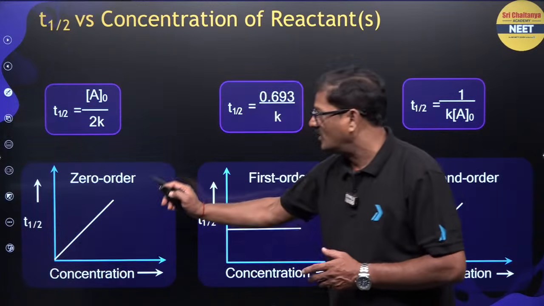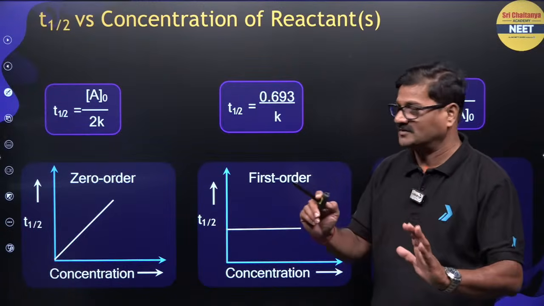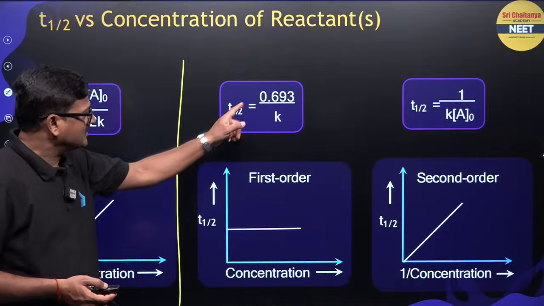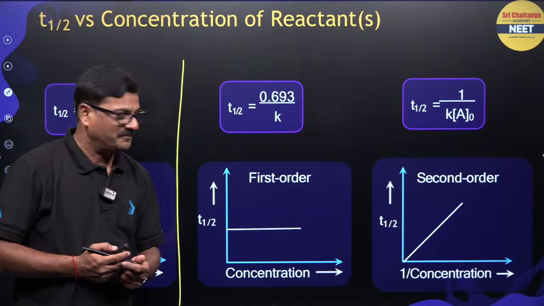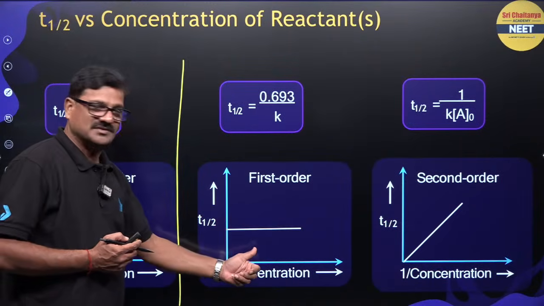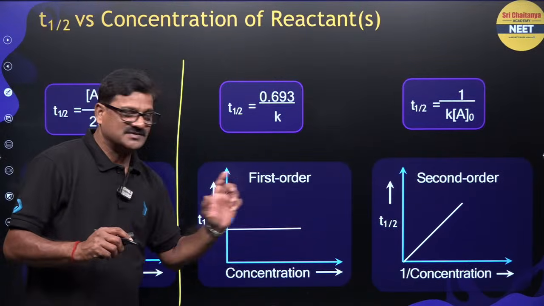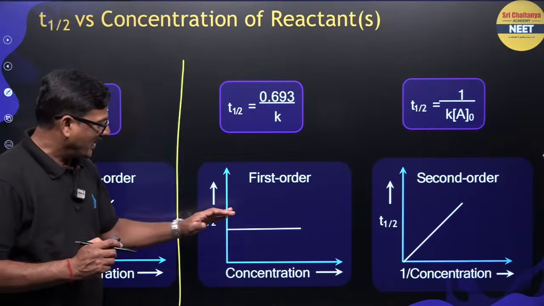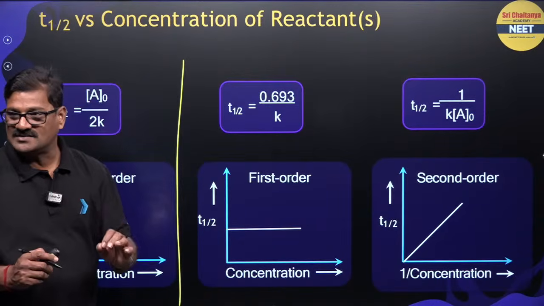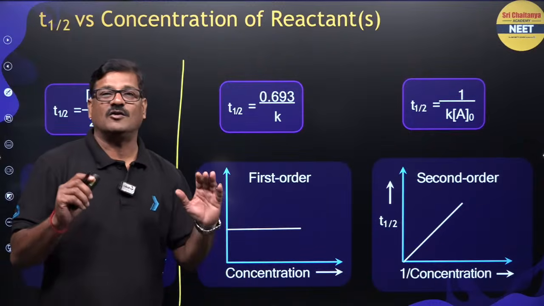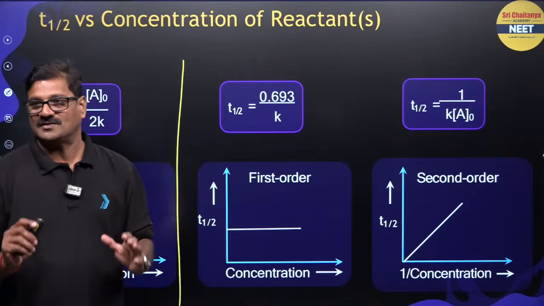Straight line passes through the origin, zero order, khatam. And you see here, first order, T half is equal to 0.693 by K. And T half and concentration independent hai, so that it is going to be a straight line and parallel to the concentration, which indicates T half of the first order reaction is independent of the initial concentration.